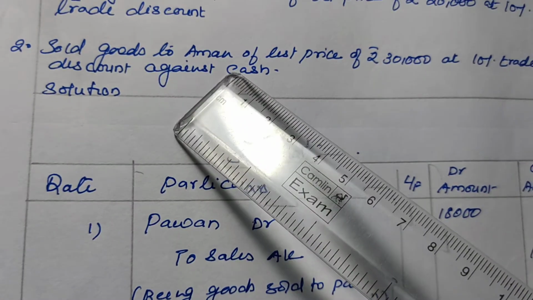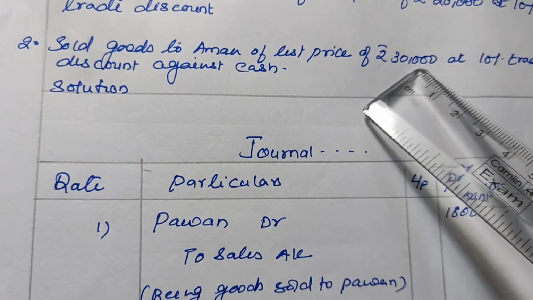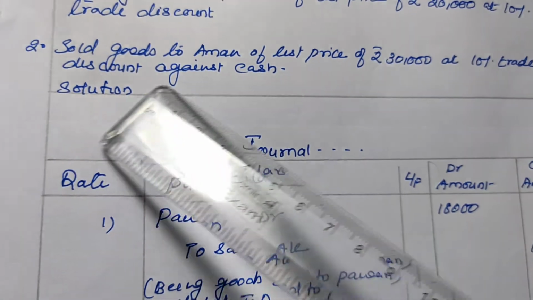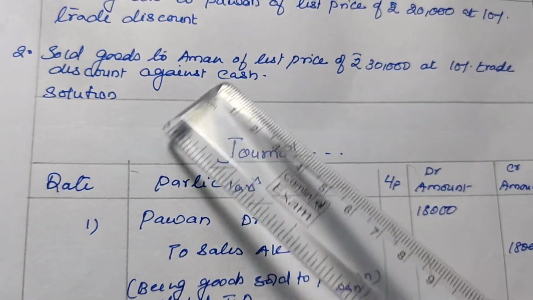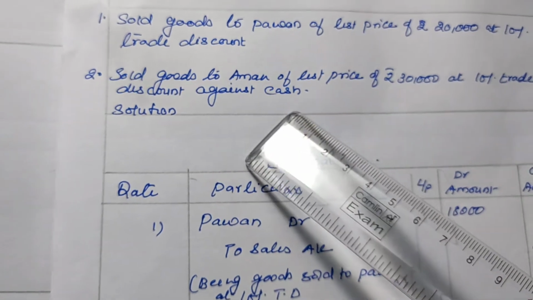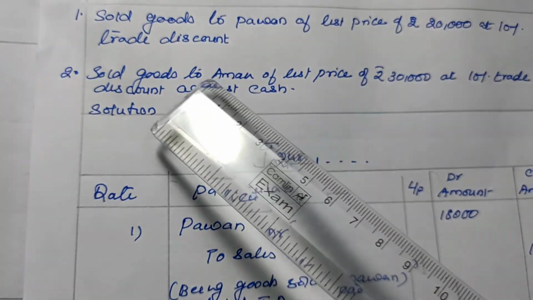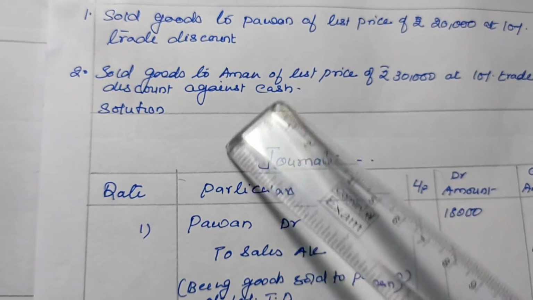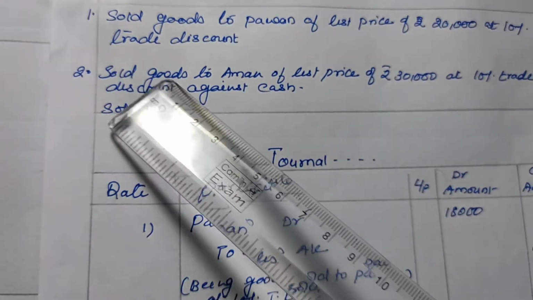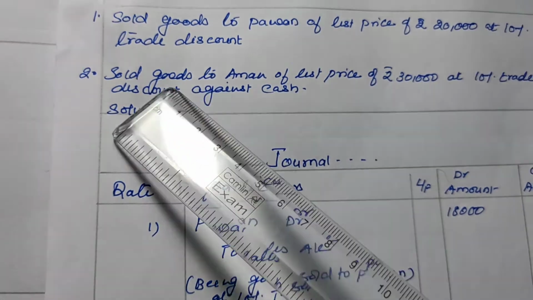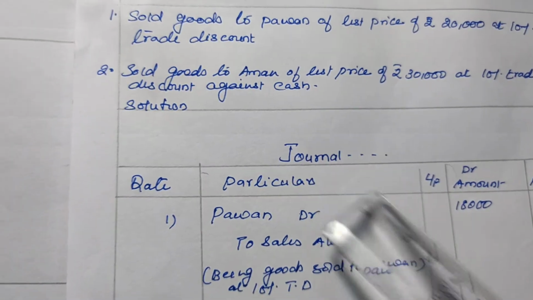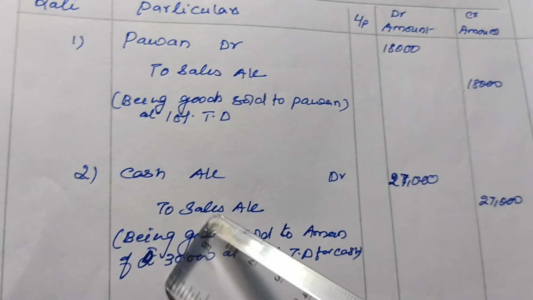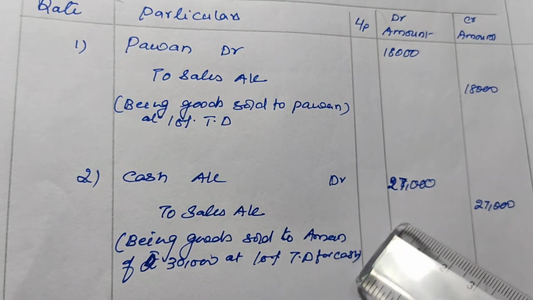Sold goods to Aman of list price rupees 30,000 at 10% trade discount against cash. The word cash is given, that means this is a cash transaction. We are selling the goods for cash. What will be our entry? Cash is coming in, so cash will be debited. Goods are going out, so sales will be credited. What will be our entry? Cash account debit to sales account.